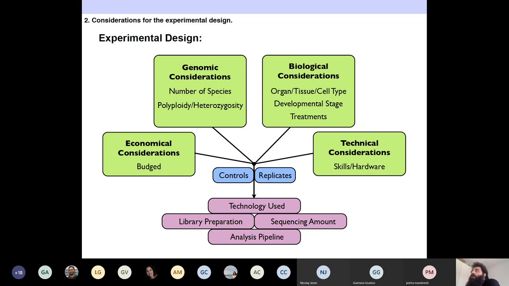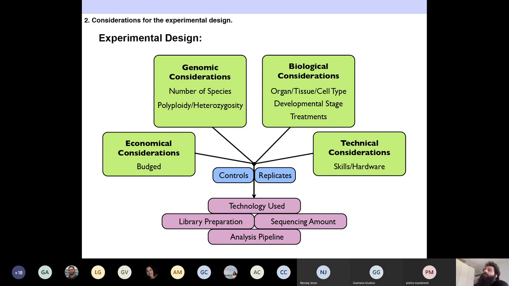Biological considerations like organ tissue, cell type, developmental cell, treatments, and so on. Or technical considerations like skill and hardware in your design. Maybe you are going to use just a piece of software because it's easy to use, not because it's the best. It sounds crazy, but a lot of things that we do are because of that. Sometimes the software is not so great, it's not so sensitive, but for the experiment, it's fine. And for sure, it's much easier to use than the sensitive one. That sometimes is an important consideration.